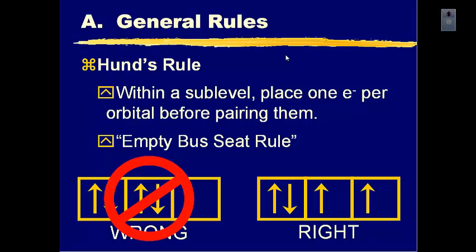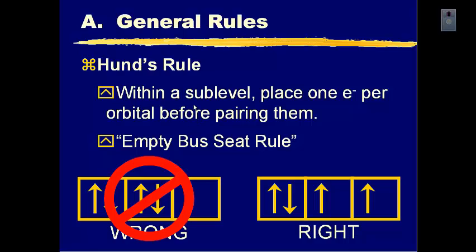So think about the first day of school. You get on the bus and there are maybe half a dozen people on the bus. Do you go sit with somebody if you don't know anyone, or do you sit in an empty seat? My guess is you're going to sit in an empty seat. It's the same way with the electrons. They don't want to share an orbital unless they have to.